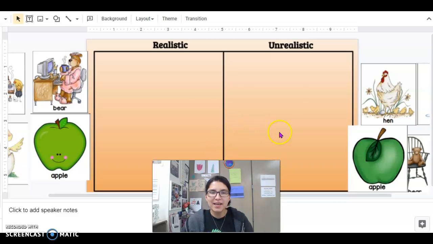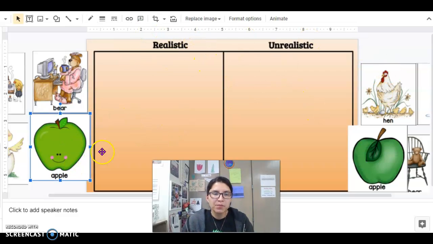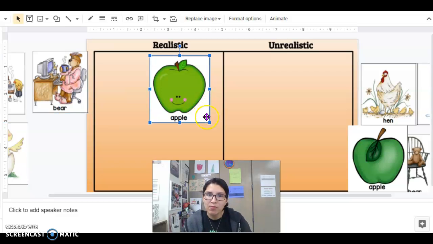There for today's reading activity. We are going to be doing a sort. Realistic and unrealistic. So you have different pictures, like here's a picture of an apple with a face. Is that realistic or unrealistic? I'm not going to give you the answer, but I want you to think about it.